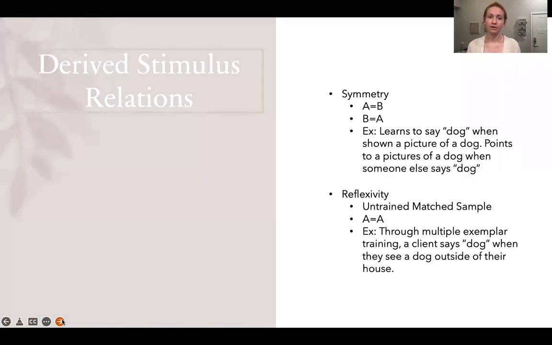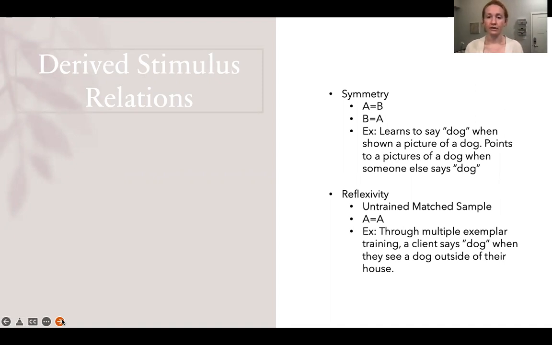And then for derived stimulus relations related to this case study, there were 2: symmetry and reflexivity. Symmetry refers to if A equals B, then B equals A. A specific example related to this case study: if the client learns to say "dog" when shown a picture of a dog, then he can also learn that when someone says "dog" and points to the picture, he identifies it.